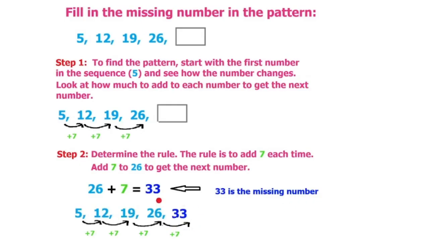So this is how the pattern looks, right? You add 7 each time, and 33 is the missing number. And that's how you do this problem.